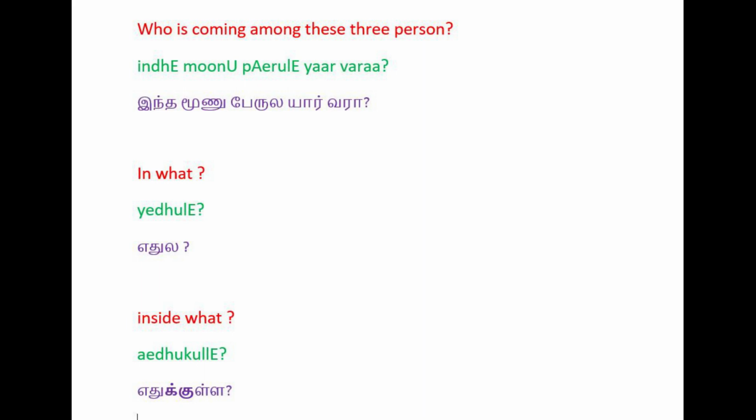Who is coming among these three persons? இந்த மூணு பேரில் யார் வரா? இந்த, this, மூணு பேர், three people, மூணு is three, பேரில், among these. So among these three persons, இந்த மூணு பேரில், who is coming? யாரு வரா? In what? எதில்? எது is what? In what? எதில்? Inside what? எதுக்குள்ள? Inside this or inside that? It can be எதுக்குள்ள.